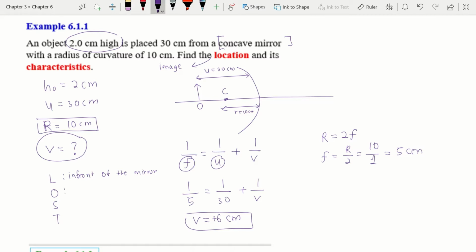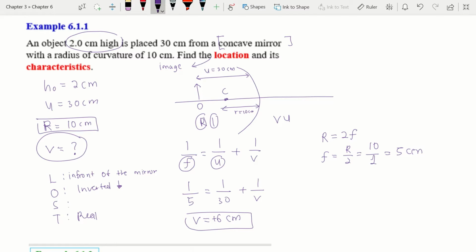What about the orientation? For the orientation, we know the image is now in front of the mirror, so we will use the real is inverted method. So when it is real, it means it is inverted. So inverted. What about the size of the image? Okay, we will look for the size of the image, but we need to know first the type of image. The type of image is real, as the image is formed in front of the mirror.